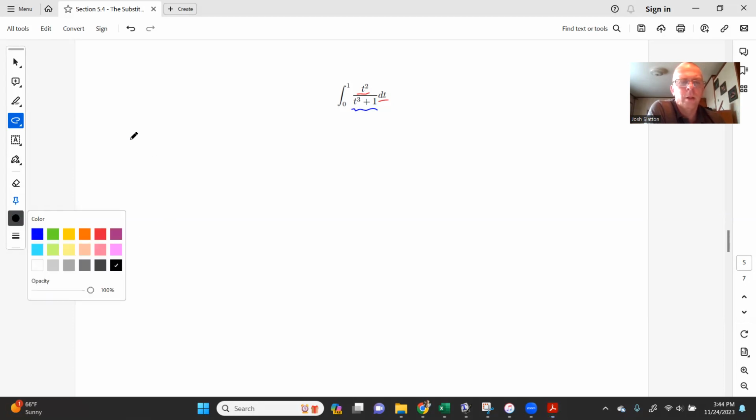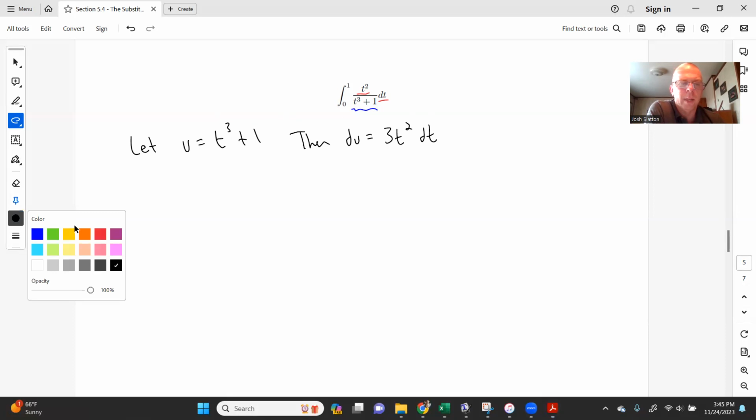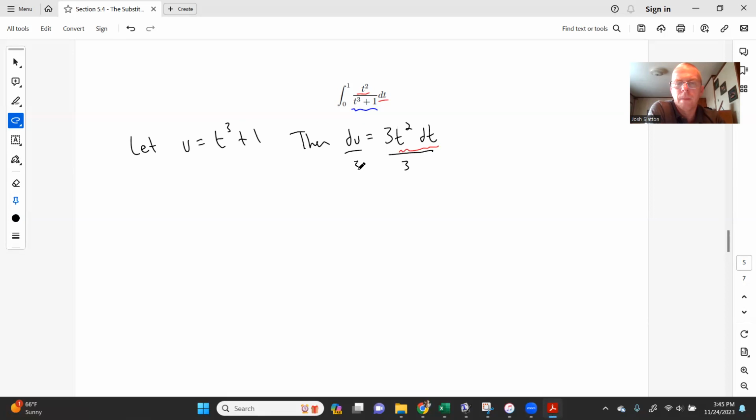So similar setup, in fact, same setup as what we would do before. So u is t cubed plus 1. Then du is, take the derivative of this one, 3t squared dt. We have an extra 3 in there because the red is just the t squared dt. So we need to divide both sides by 3. And we get 1/3 du equals t squared dt. And so now we can do our substitution.